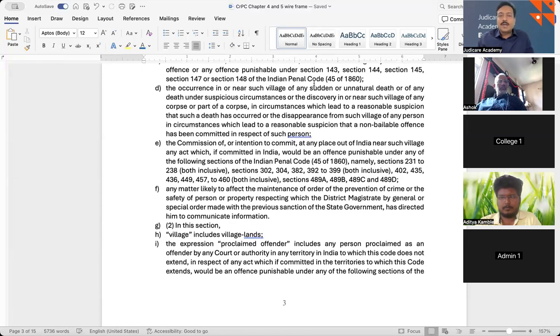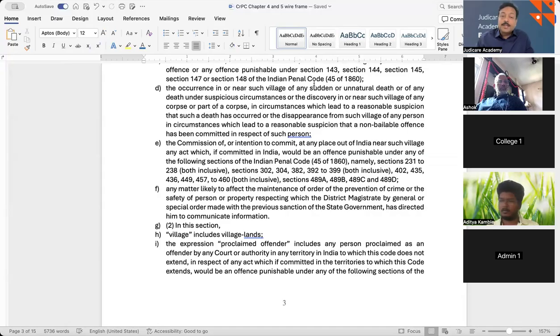The occurrence in or near such village of any sudden or unnatural death, or any death under suspicious circumstances, or the discovery in or near such village. So, any such suspicious death, or a corpse found, or a part of a body found, the person from the village panchayat or the officers of the village plus the villagers are supposed to inform in circumstances which lead to reasonable suspicion that such a death has occurred, or the disappearance from such village of any person has happened. So this has to be reported.